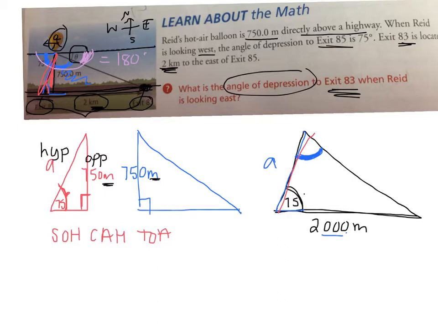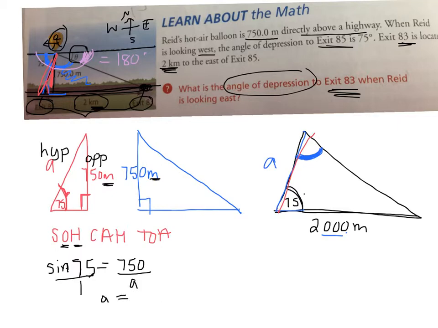Hypotenuse. Okay, so we're working with opposite and hypotenuse. Which ratio are we going to use? So sine 75 is equal to opposite, which is 750, over hypotenuse. Cross multiply. You guys tell me what you get.